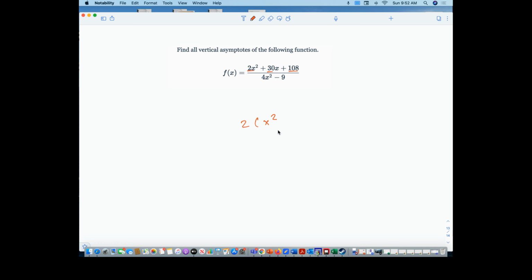So it's going to be x squared plus 30 divided by 2 is 15. And then 108 divided by 2, if you don't know this, 10 divided by 2 is 5, 8 divided by 2 is 4. So we're left with this. And then we can factor.